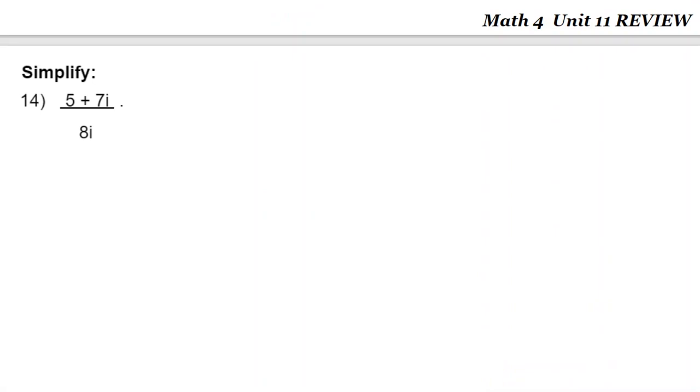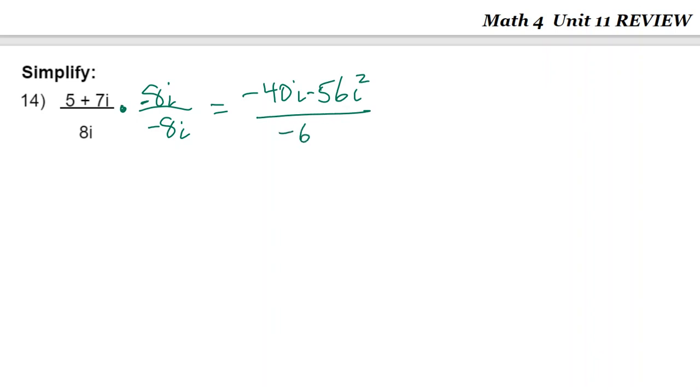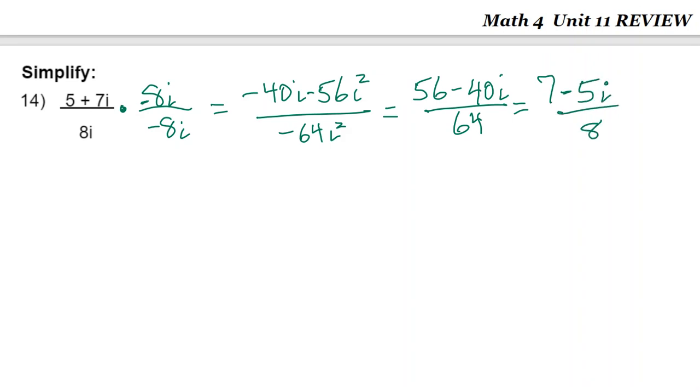All right, a couple of these and we're done. Conjugate here is going to be -8i. And by the time I distribute across the top, we have that. And we have -64i squared on the bottom. Now, that -56 times -1 is going to give me a positive 56 to go with my -40i. Meanwhile, -64 times -1 is positive 64. All of these have a common factor of 8, which reduces down to something that looks like that.